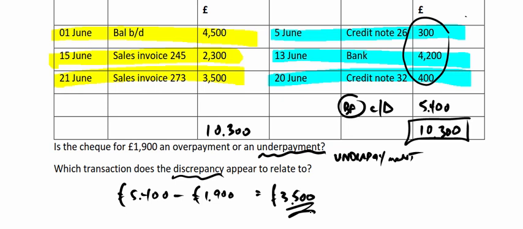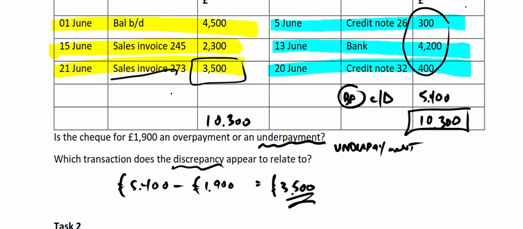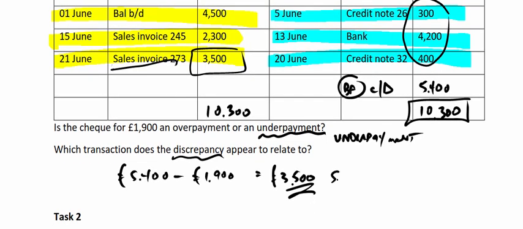And easiest job then is look and see if you can find that figure somewhere. And in fact, I spot £3,500 on the debit side relating to a sales invoice we've sent out to this customer, which clearly they haven't paid for. Perhaps they didn't receive the sales invoice, or perhaps they did receive it and don't agree with it for some reason. But I think that discrepancy relates to sales invoice 273. That appears to be the amount that they are not paying us for that I think they should have done. Okay, so that's task 1.